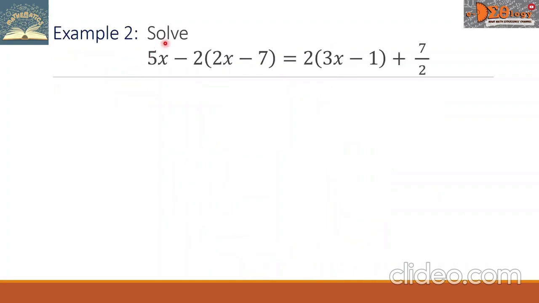Example 2. Solve 5x minus 2 times the quantity 2x minus 7 equals 2 times the quantity 3x minus 1 plus 7 over 2.